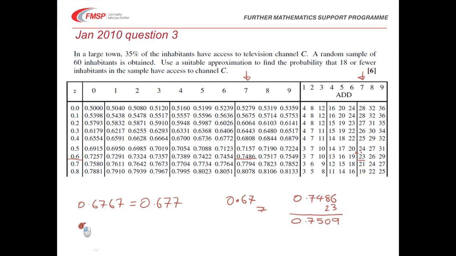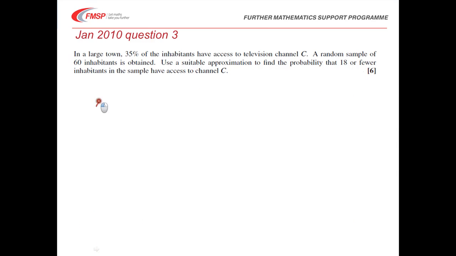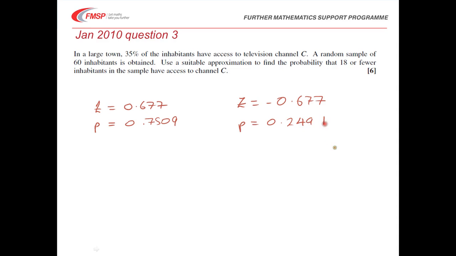So if z is equal to 0.677, then the probability of that is equal to 0.7509, and all we do is, if instead your z value is negative, we look at the complement probability, so that's 0.2491. Okay, and that's your answer to this particular question, which is quite nice.